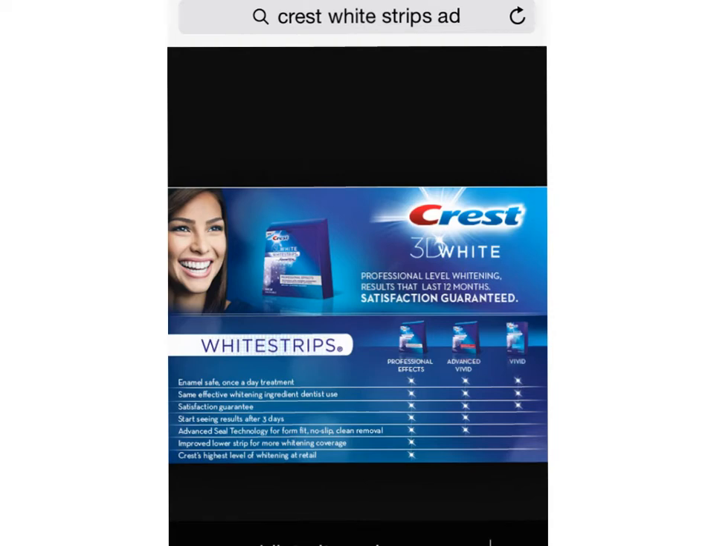Here's an example of an ad where we have the logical approach, where they're giving all the different things that go with the different products, comparing the products together. You also see the fear, addressing people's vanity and fear of not having the most glistening white teeth, 3D White. If you look, you can see the Crest 3D White, and right below it says professional level whitening, results that last 12 months. So they're giving you a timeline, so there's a little bit of logic. And satisfaction guaranteed. Okay, so right there, there's a persuasive technique as well.